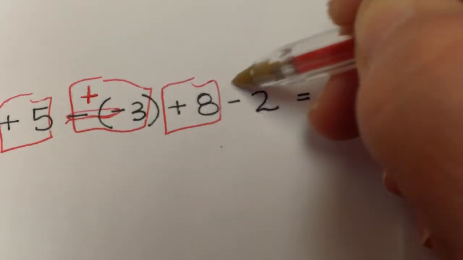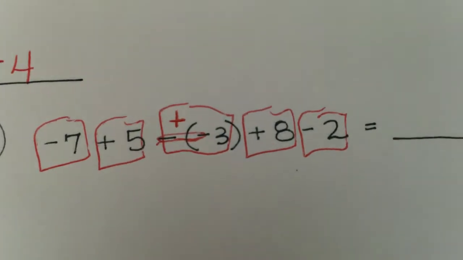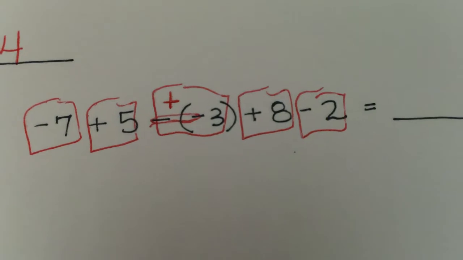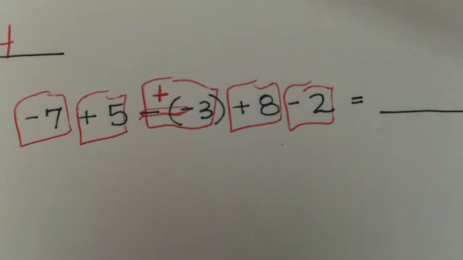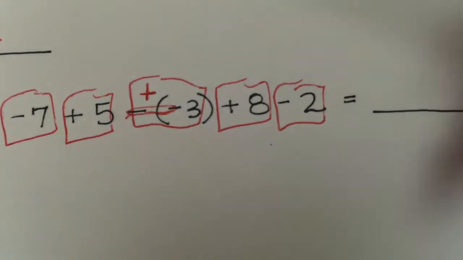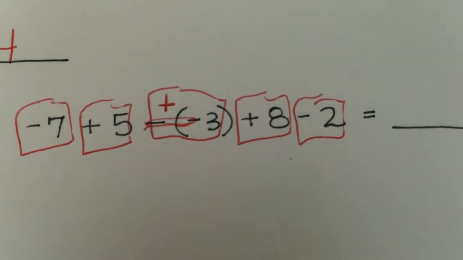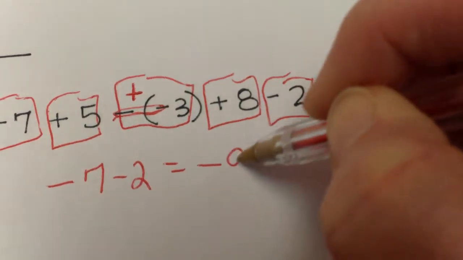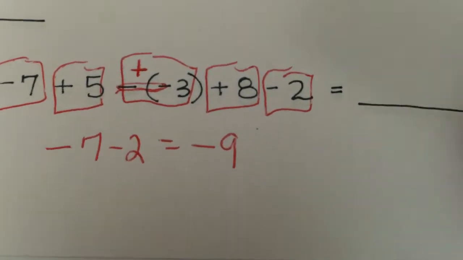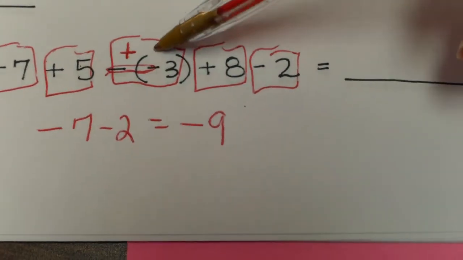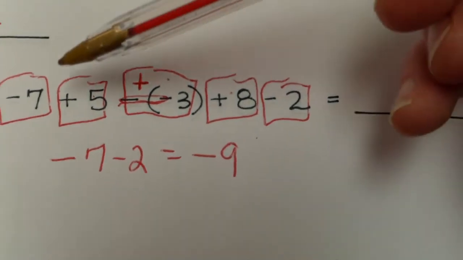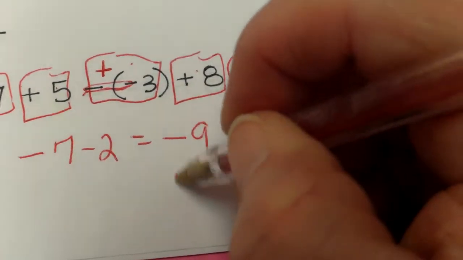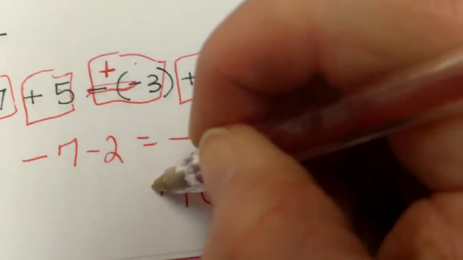And now here's the only thing I would suggest you do differently. I would suggest that you group your negatives and you group your positives and just get 2 answers. So for example, you have a negative 7 and you have a negative 2. Negative 7 minus 2 gives us a negative 9. And then you have a positive 5, a positive 3, and a positive 8. 5 plus 3 is 8, and 8 plus 8 is 16. And of course that's positive.